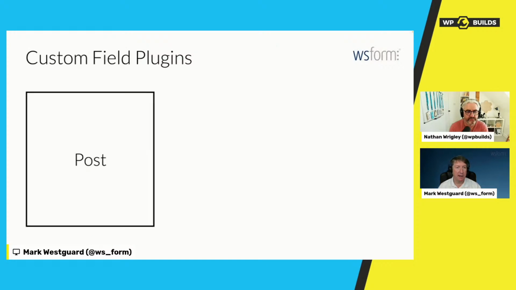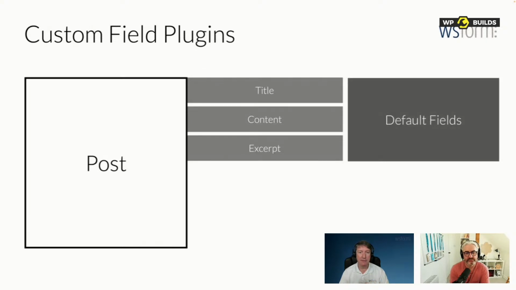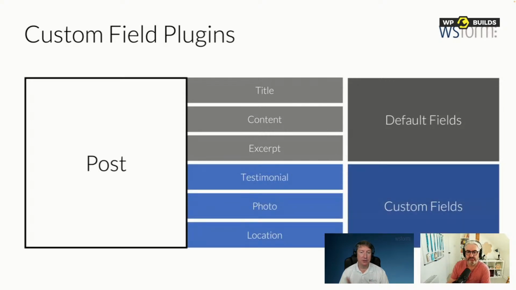So with custom field plugins, the weird thing about WordPress is there's actually no way of creating that metadata. By default, WordPress out of the box, there's no way of doing that. So we rely on custom field plugins to do that. So again, with a post, you're going to have your default fields like title, content, excerpt. Those come bundled with WordPress. If you want to add some additional fields, you're going to be using custom fields. A custom field could be anything from like a testimonial here, a photo, a location, could be a map, all kinds of different things that you can do with these custom field plugins.